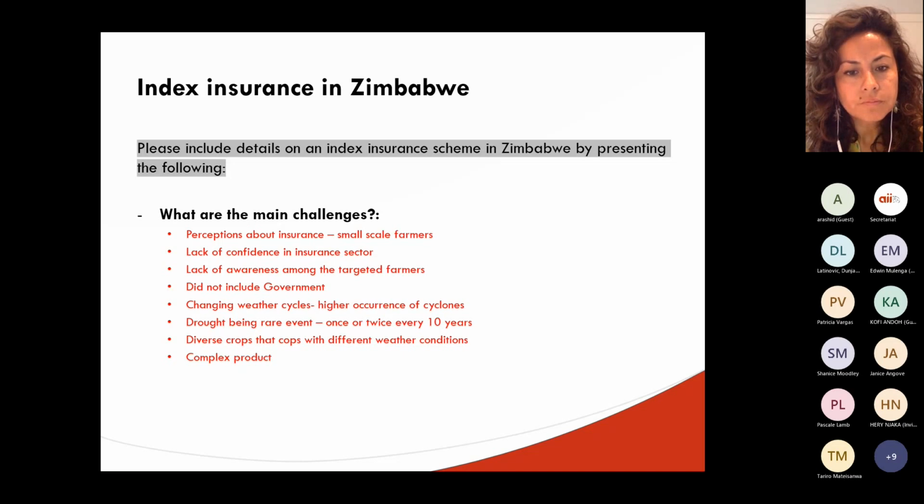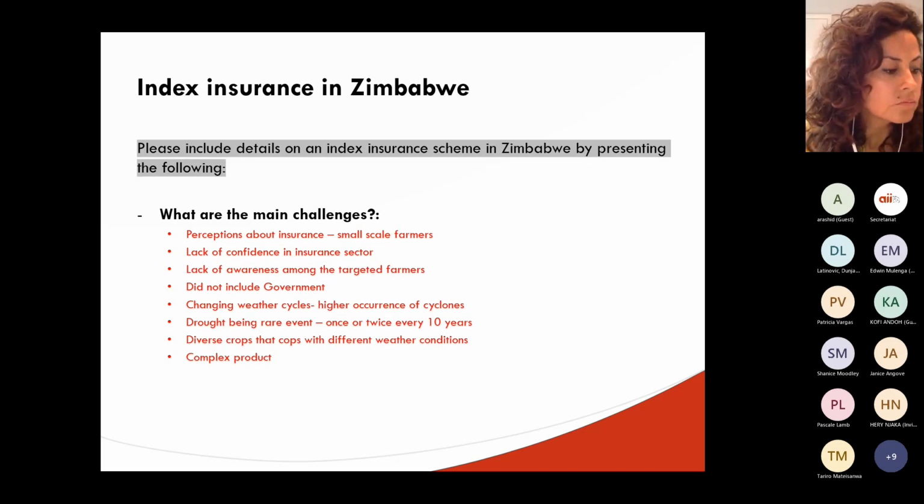Then also issues around the complexity of the product. I've tried to explain it at a very high level to members, but you can imagine someone in the rural areas, trying to explain to him or her that you rely on satellites to measure the amount of rainfall, and if this event happens, it will trigger a claim and all those things.